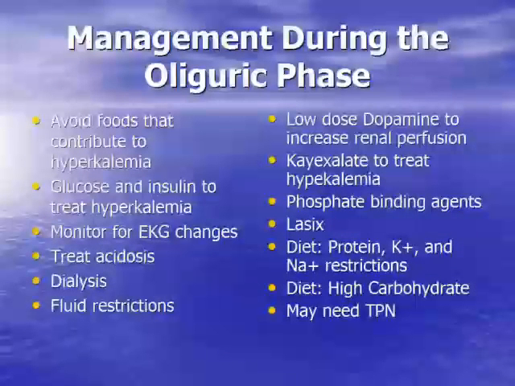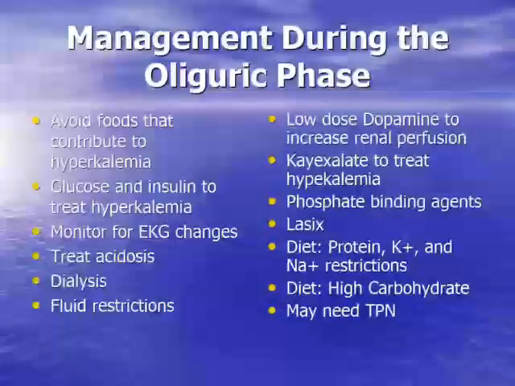Glucose and insulin to treat hyperkalemia. Remember in the diabetes lecture we talked about insulin drips and how that will help to reverse hyperkalemia. Look for EKG changes due to the elevated potassium levels in the body. Treat the patient for acidosis. Patient will more than likely need dialysis, fluid restrictions, and perhaps low-dose dopamine to increase renal perfusion.